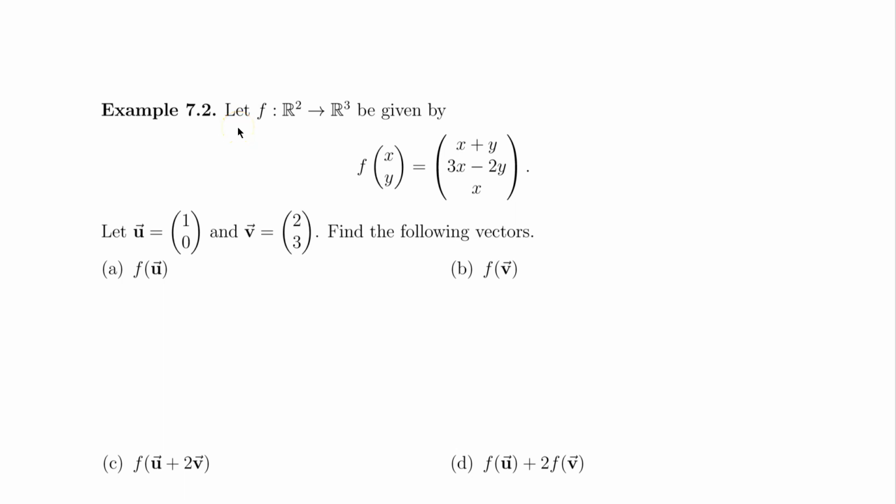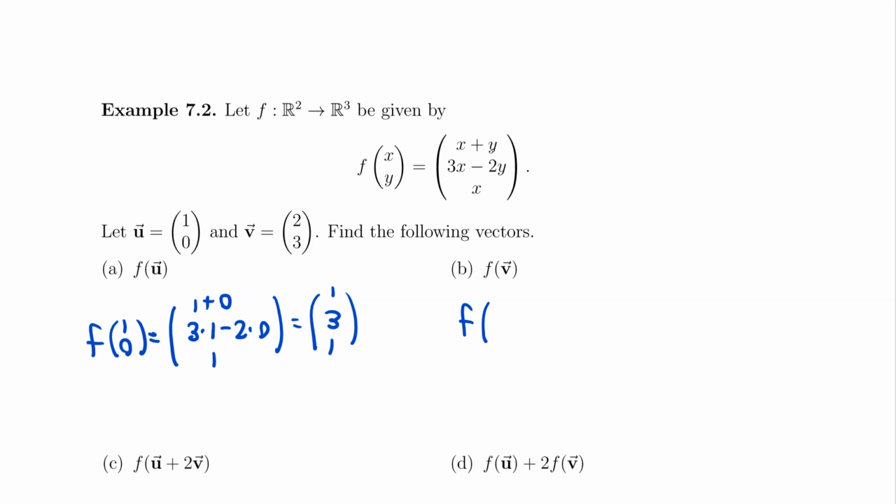Let's take a look at another example, but this time f of x, y is going to be x plus y, 3x minus 2y, and then just x. Now, if I want to find f of u, where my u is just (1, 0), then I need to find f of (1, 0), and I can just plug in 1 for x and 0 for y here. So this is going to be 1 plus 0, 3 times 1 minus 2 times 0, and then just 1. And this is going to give me (1, 3, 1).